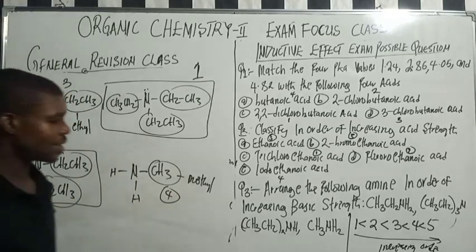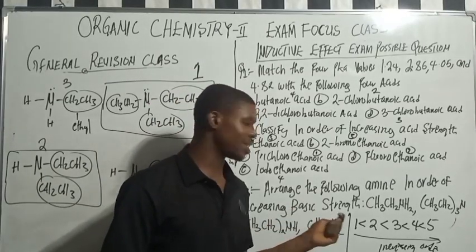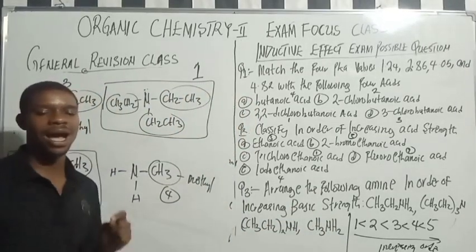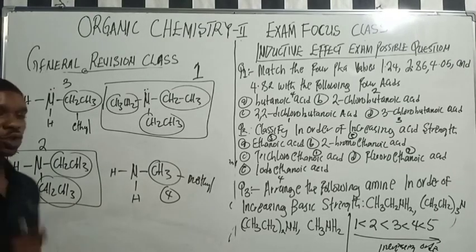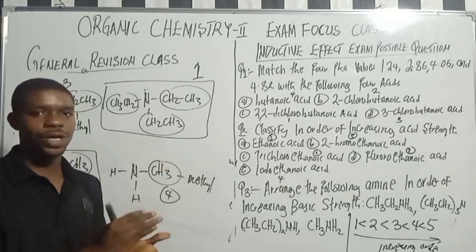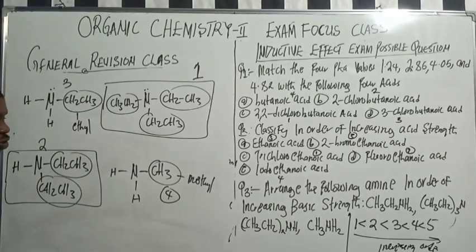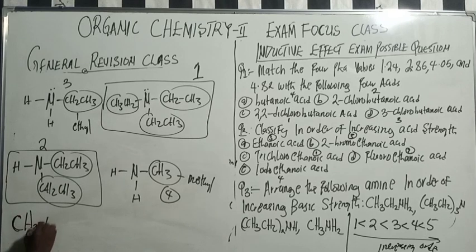Now, arrange the following amines in order of increasing basic strength. Increasing basic strength means from the lowest to the highest, like 1, 2, 3. Now the lowest one here is this guy here. So it's going to be CH3NH2 is less.